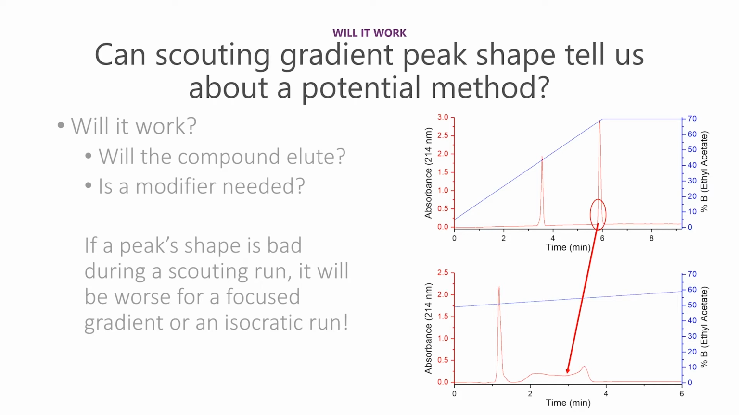In this case, a gradient was focused on the second peak. Note that it is tailing, showing peak asymmetry in a very fast gradient where it should be very symmetric. The focused gradient did work, but the compound eluted as a wide peak and looked like it actually had 2 peaks.